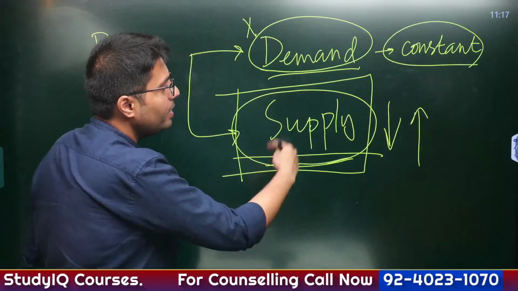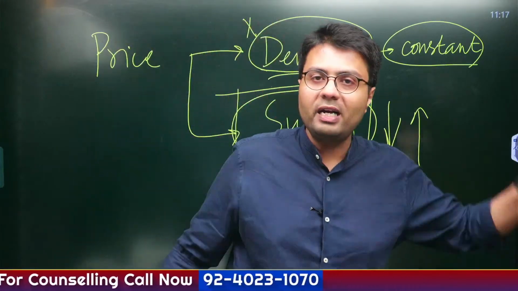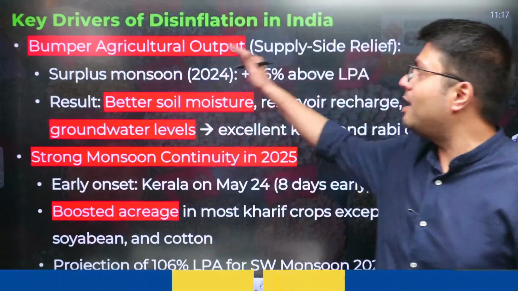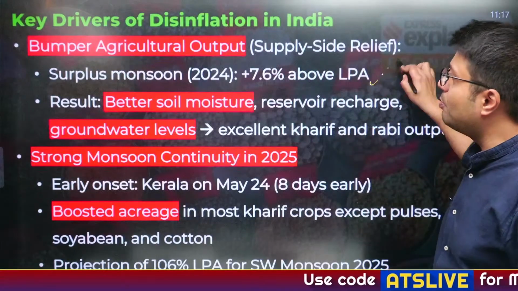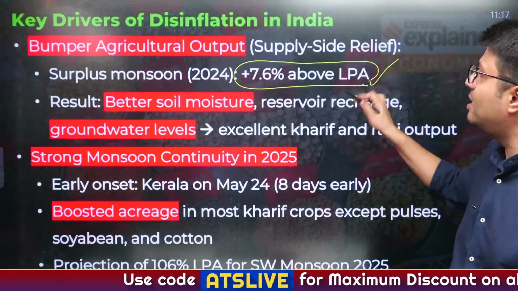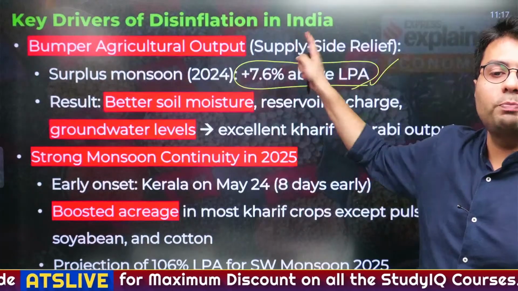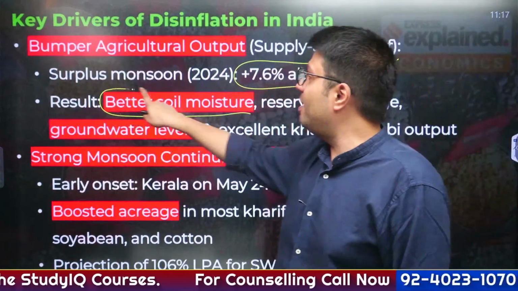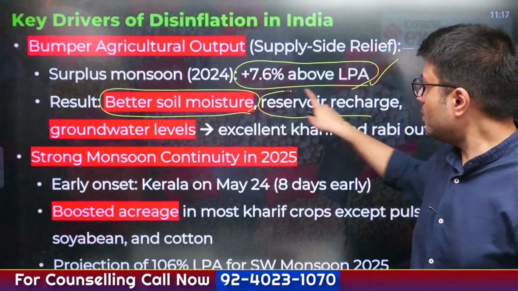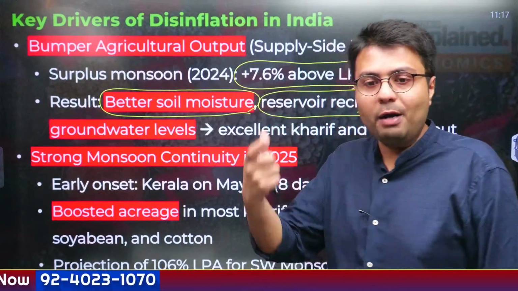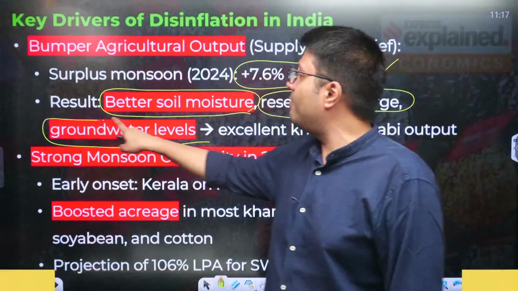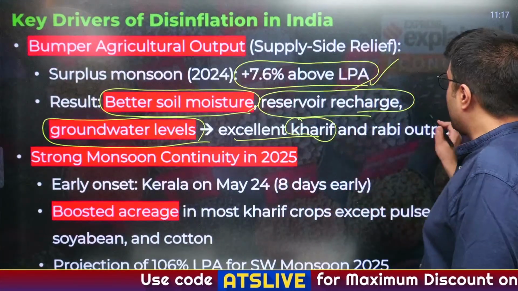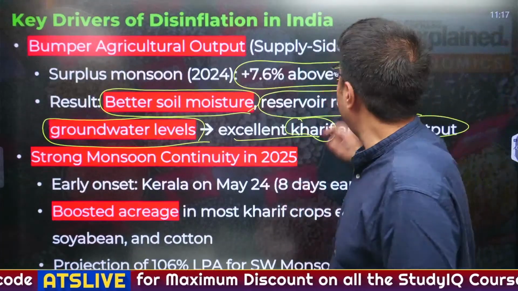So we'll understand how supply has been ensured in the Indian economy so that it has led to the cooling down of food inflation in India. And this is because of the bumper agricultural harvest that we have seen in the last monsoon season, because in the last monsoon season India witnessed surplus rainfall, more than 7.6% of its long period average. And the result of this surplus monsoon last year is that Indian farms had good soil moisture. The reservoirs which are used to provide irrigation had plenty of water, and even the groundwater levels got recharged because of surplus rainfall. And because of this factor, we witnessed not just excellent kharif production but also excellent rabi production. So this increased what?